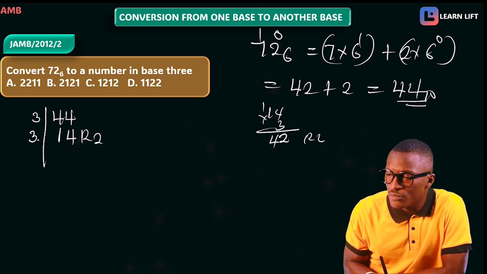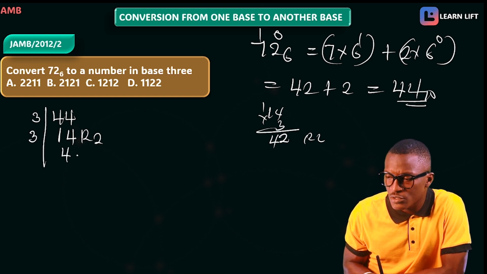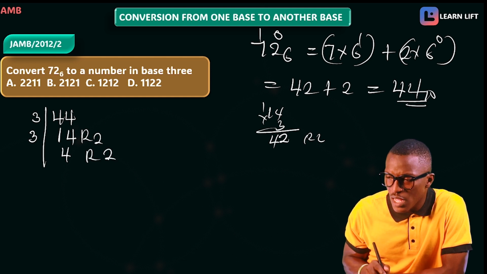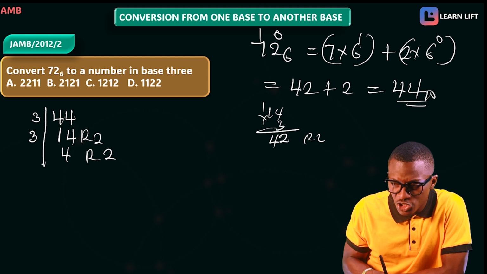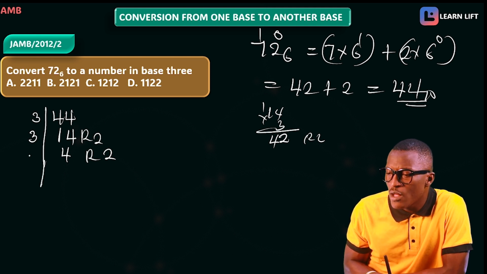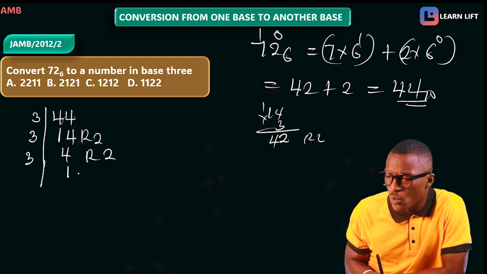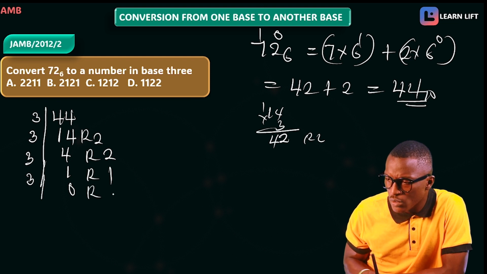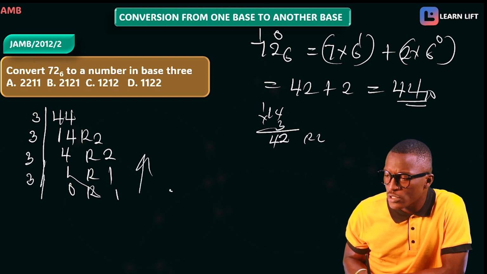So 3 can still go. 3 here will give me 4, because 3 times 4 is 12. Remainder 2. Are you seeing the way I'm taking my time to do it? Don't rush it in the exam so that you won't miss it. Now, 3 can still go. 3 here will give me 1. Remainder 1, right? 3 can still go. That will be 0. Remainder, this 1 will come down here, 1. So if you take it upward, it now becomes 1, 1, 2, 2.